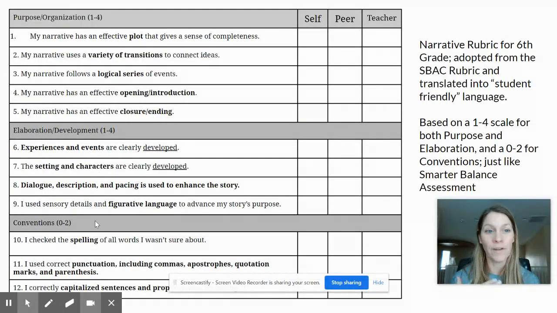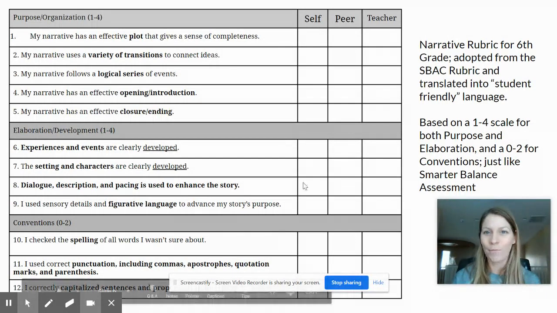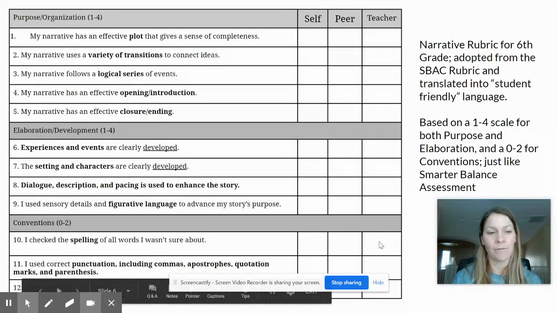Dialogue, is it moving the story along? Is there description and pacing to enhance it? And then that figurative language, the 5 sensory details that we did a lot of work on. So again, the students would self-assess when they read through their final draft, then they would have a peer review, and then I would review it with them.